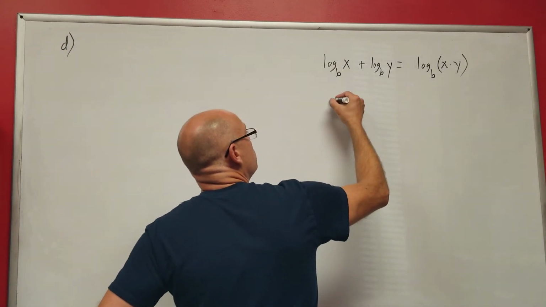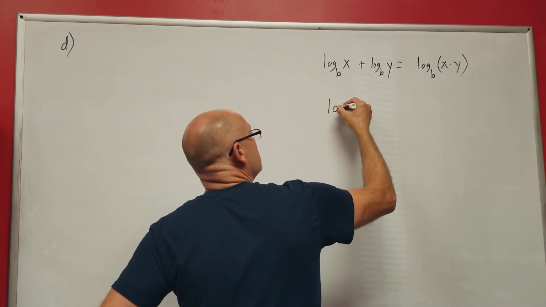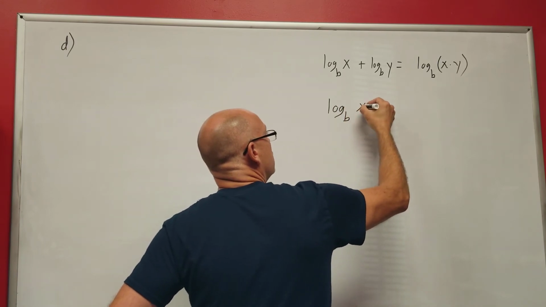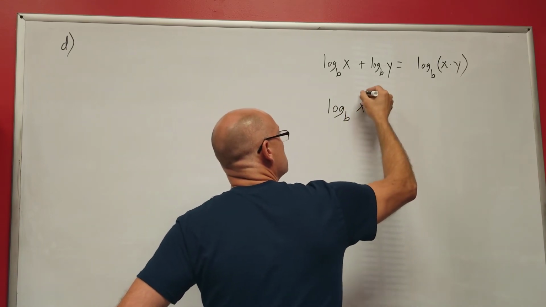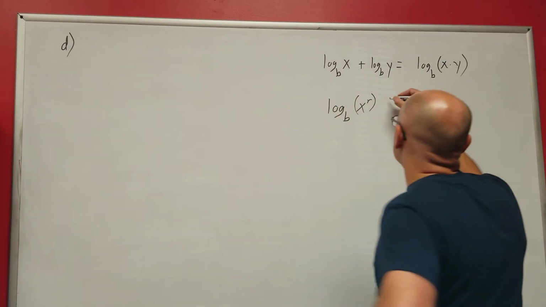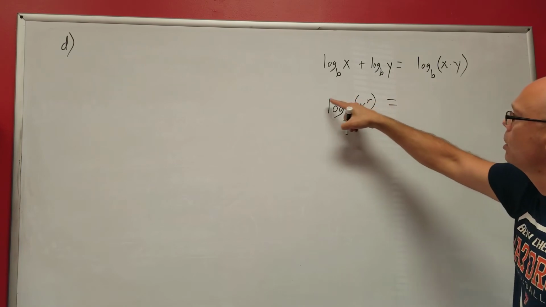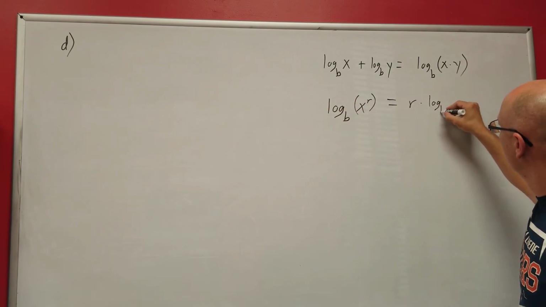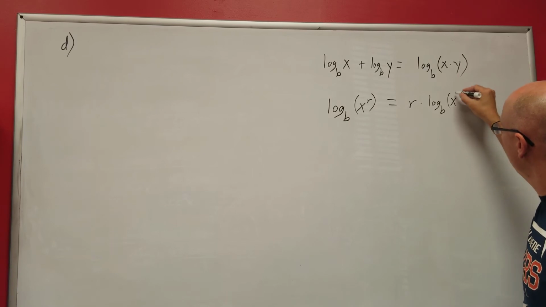We also had a property that said this. What if I have the log base b of x to the r, where r is some number? Then what I could do is pull the r to the outside and say that's r times the log base b of x, like that.